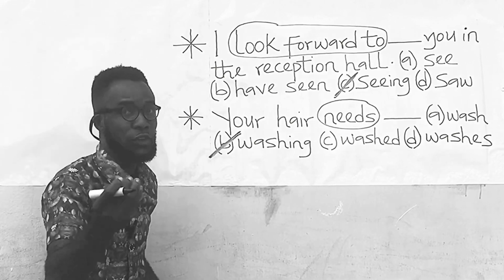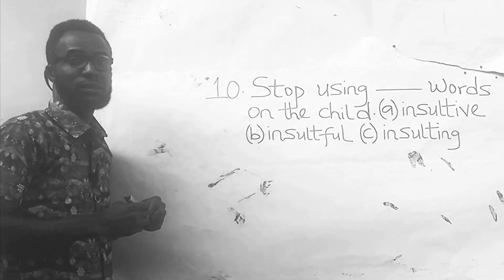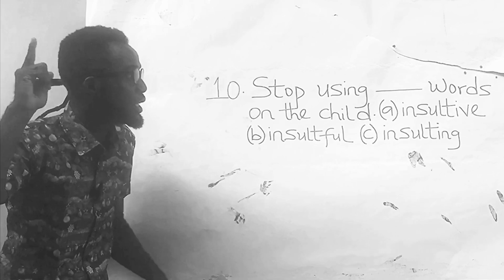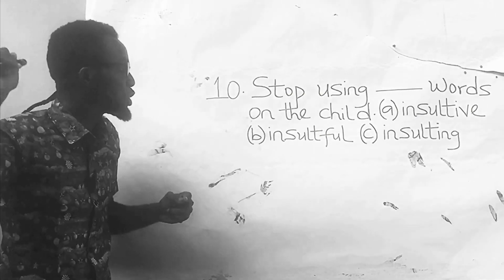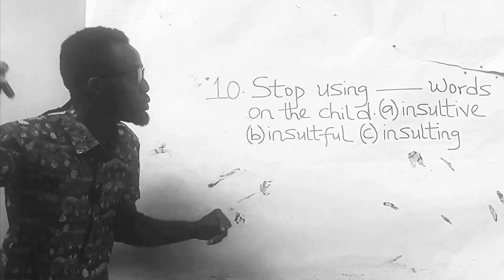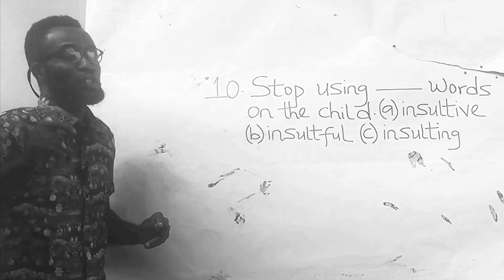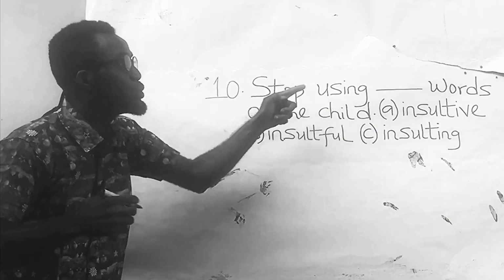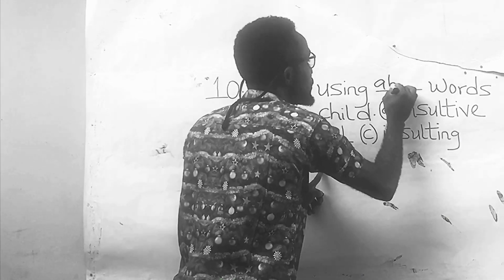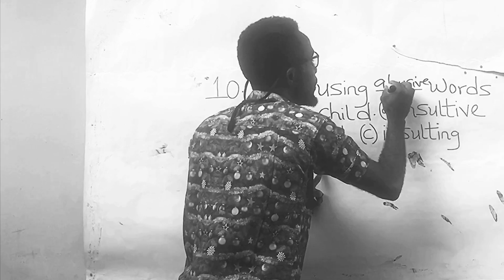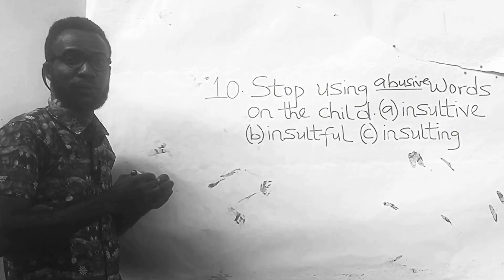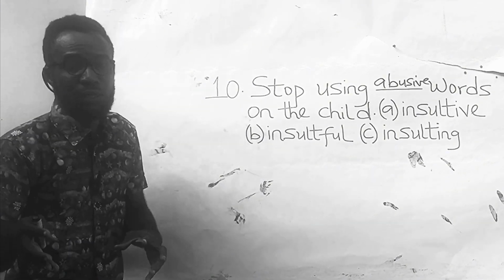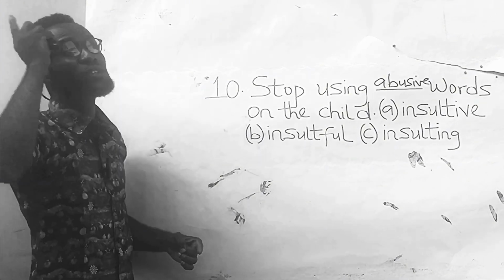Let us move on with the class. Question number 10. It reads, "Stop using dash words on the child." Option A, insultive. Option B, insultful. And option C, insulting. If you look at this question, you will find out that it implies stop using abusive words on the child. Please note that if a word or a person is abusive, we do not say that that word or that person is insultful.